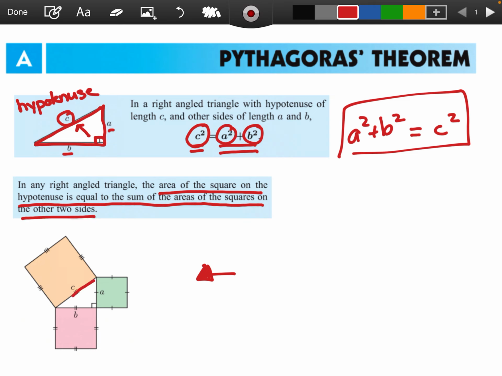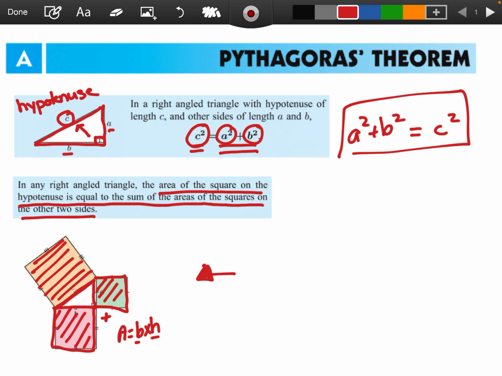So if we take this triangle in the middle here, this right angle triangle, and we square the two shorter sides, right? We literally make a square out of the length of the two shorter sides. So area, we'll remember, of a square is base times height. Because it's a square, that base and that height are going to be the same measure. So if we find the area of the squares created by the two shorter sides, add them together, that is going to give you the exact same area as the longer side, the hypotenuse squared.